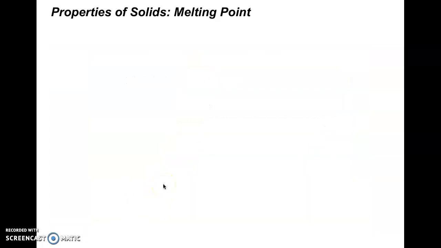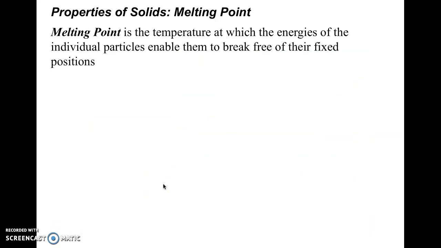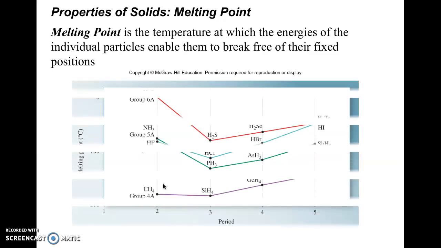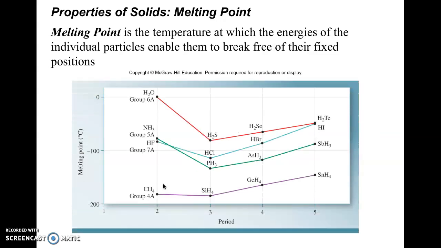Now we're going to look at some solids, and we're going to talk about melting points. That's the temperature where the energies of the individual particles in this fixed solid are able to break loose of their fixed positions, and they can just move over one another. We've seen this chart before because we have melting points versus the period in the periodic table.